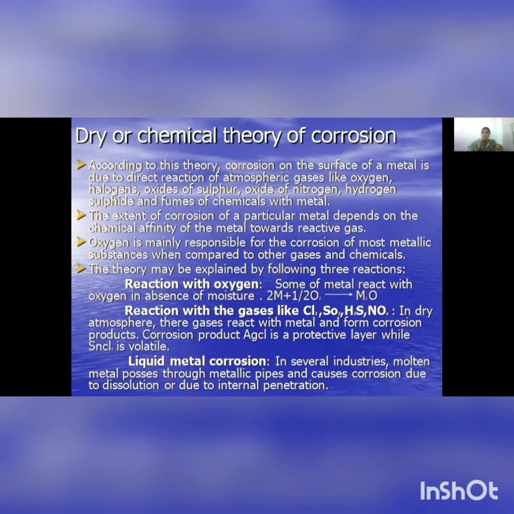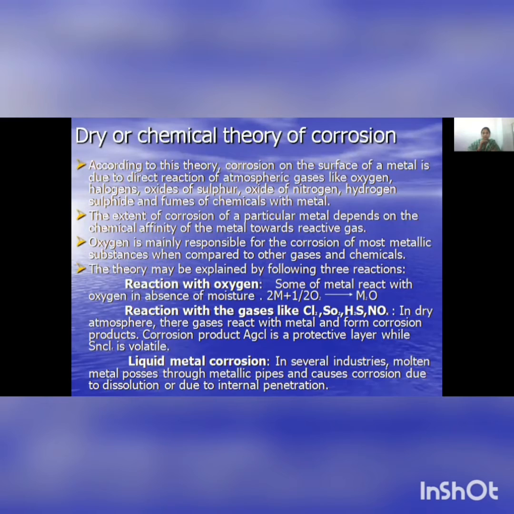According to this theory, corrosion on the surface of a metal is due to direct reaction of atmospheric gases. As we know, the gases are like oxygen, halogens, oxides of sulfur and oxides of nitrogen, or hydrogen sulfide, and some fumes of chemicals with the metal. The extent of corrosion of a particular metal depends upon the chemical affinity of the metal towards the reactive gas.